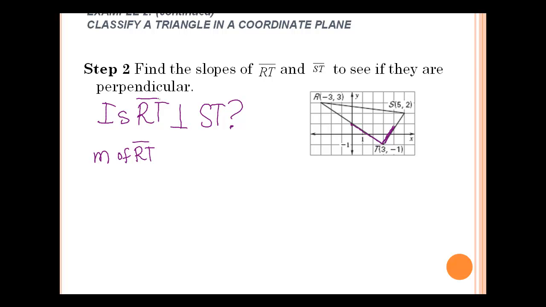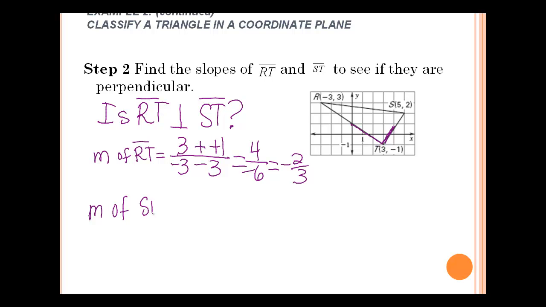Okay, so the slope of line segment RT, I should put my line segments there. Here's my fraction bar and my minus signs, here's my slope formula. R is negative 3, 3, so I'll plug negative 3 and 3 in here. T is 3, negative 1, so 3, negative 1. So 3 minus a negative 1, well, that's 4, because it becomes plus, over negative 3 minus 3, which is negative 6, and if I reduce that, I get negative 2/3. So let's now find the slope of segment ST.